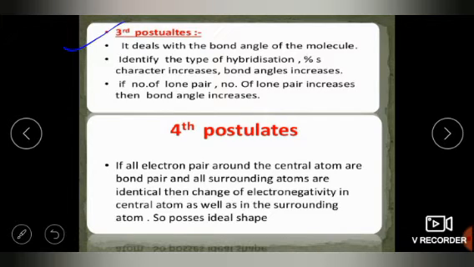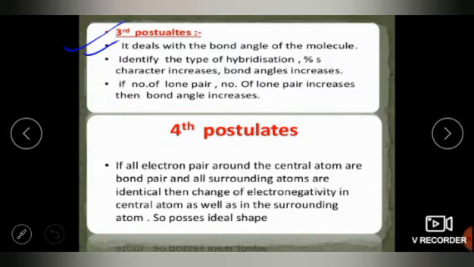Third postulate deals with the bond angle of the molecule. Yes, the third thing that we need to see is the bond angle, and identify the type of hybridization. Hybridization is sp2, sp3, that we will do in our next video. As I said, if the number of lone pairs increases, then the bond angle decreases.